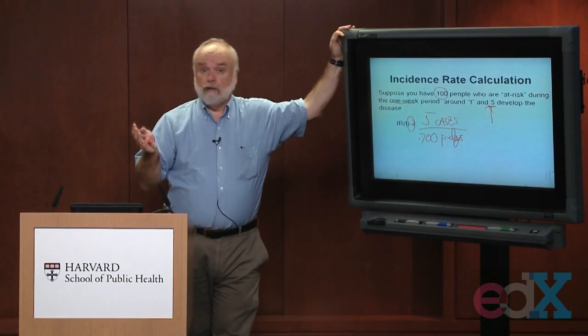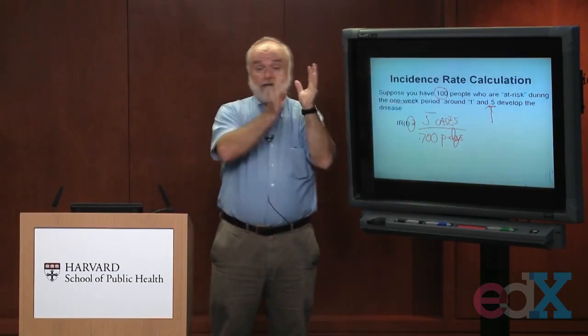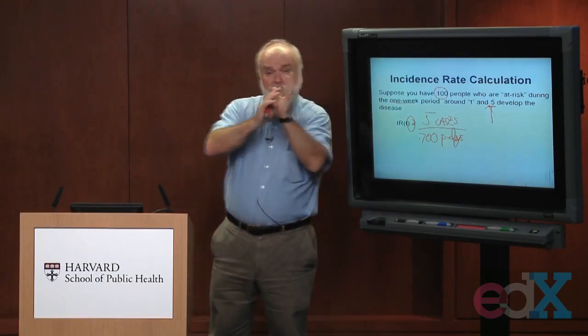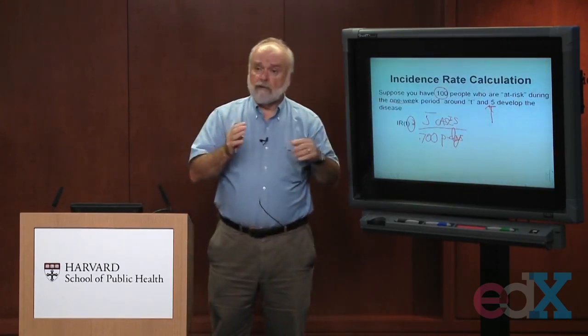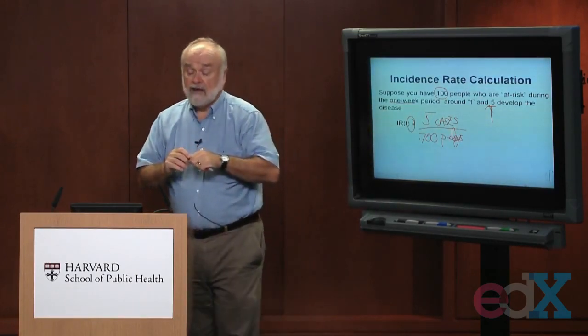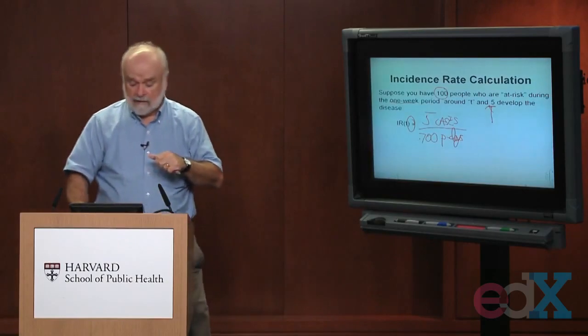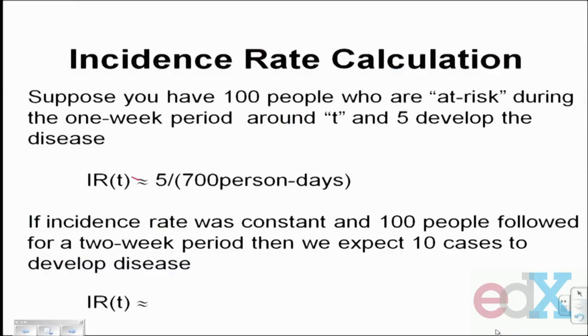How much shorter? Well, it depends when they develop the disease. They might develop the disease at the very beginning of the interval. They might develop the disease at the very end of the interval. But the point is, this is an approximation because I don't know exactly how many person days of observation I'd observe in this case. So my calculation approximately would be 5 cases for 700 person days of observation.